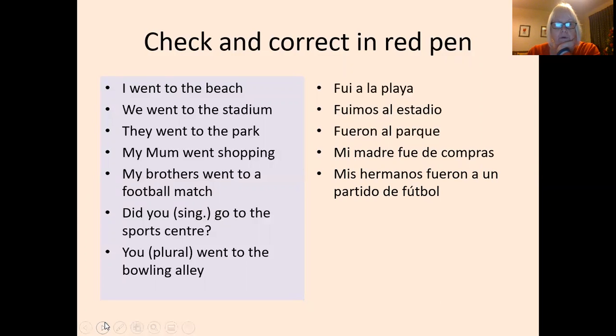Número seis, actually. Did you, singular, so talking to one person here, did you go to the sports centre? So well done to those of you who remember the sports centre. The question is going to be fuiste al polideportivo.